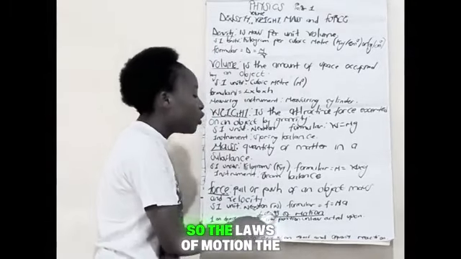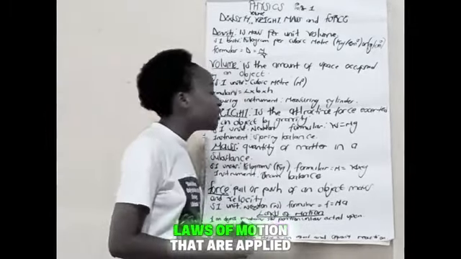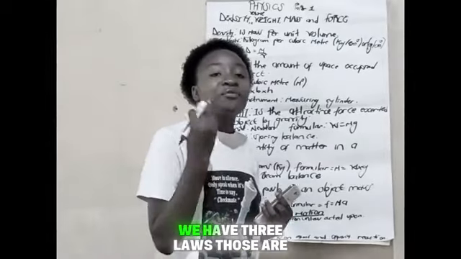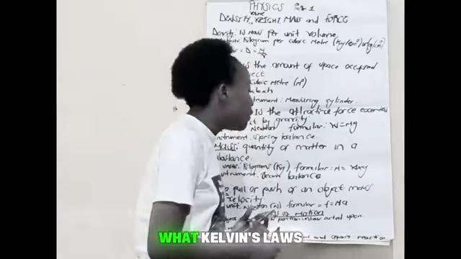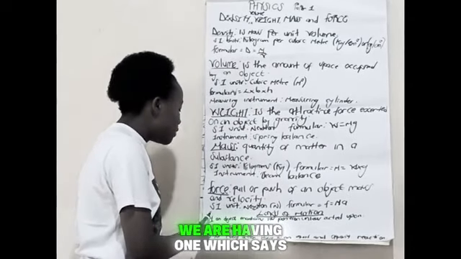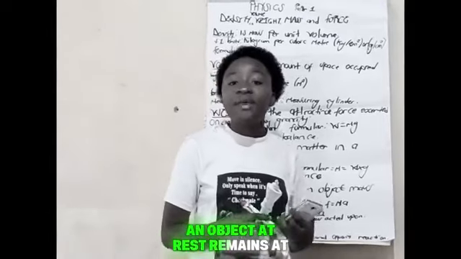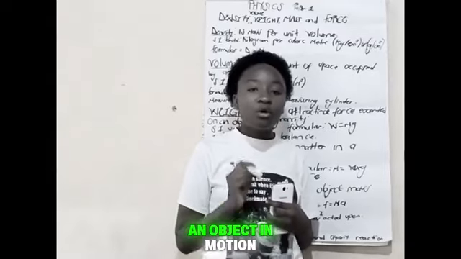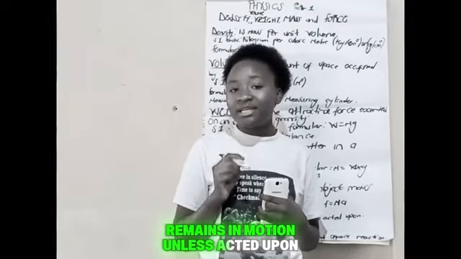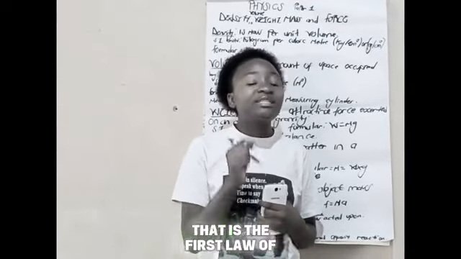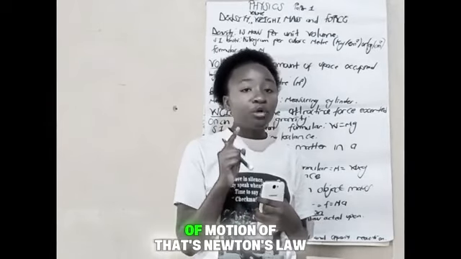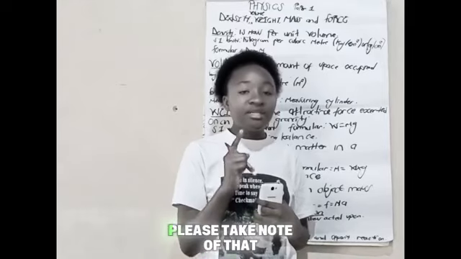Okay, so the laws of motion. The laws of motion that are applied in force. We have 3 laws. Those are Newton's laws. The first one says an object at rest remains at rest, and an object in motion remains in motion unless acted upon by an external force. That is the first law of motion, Newton's law. Please take note of that.